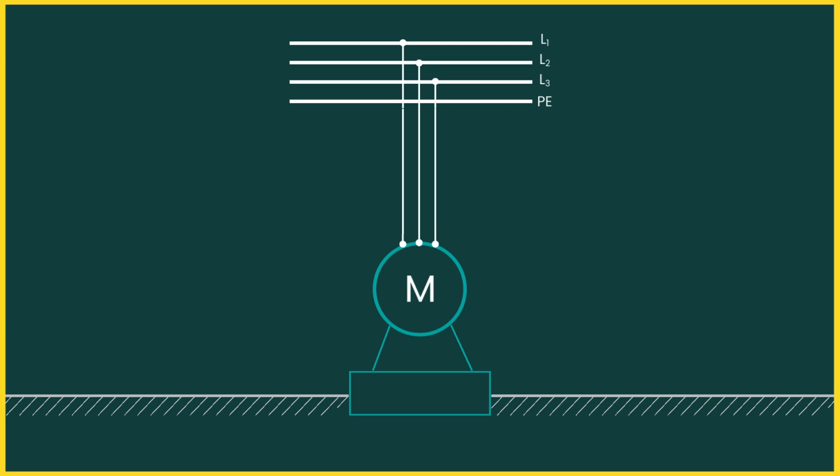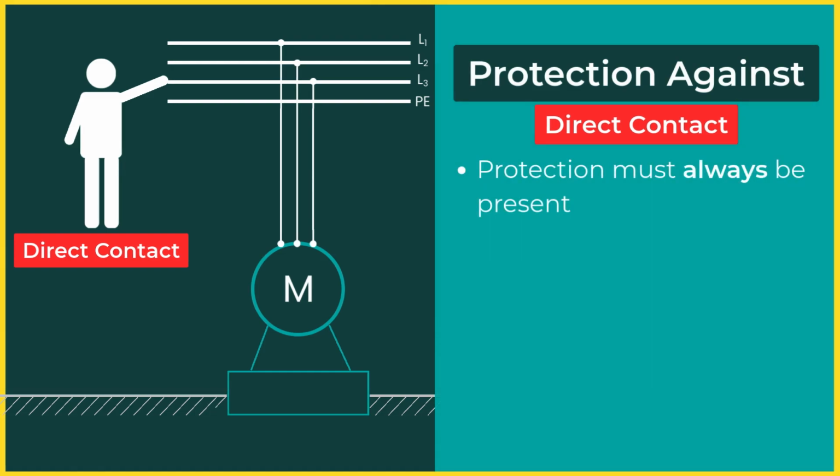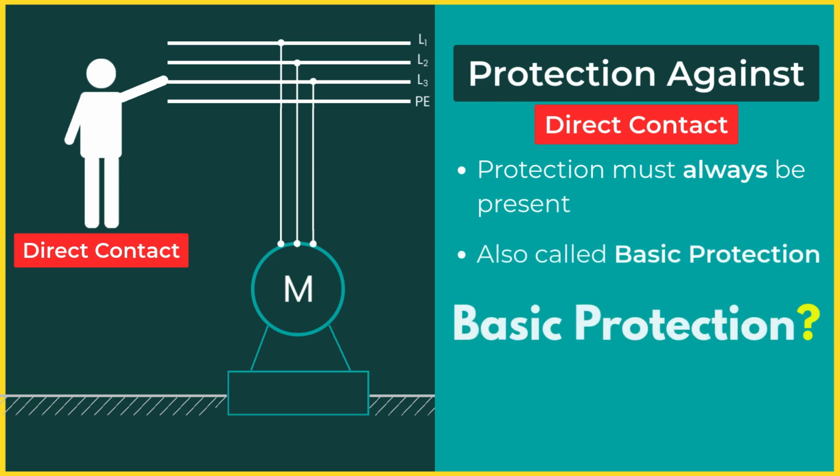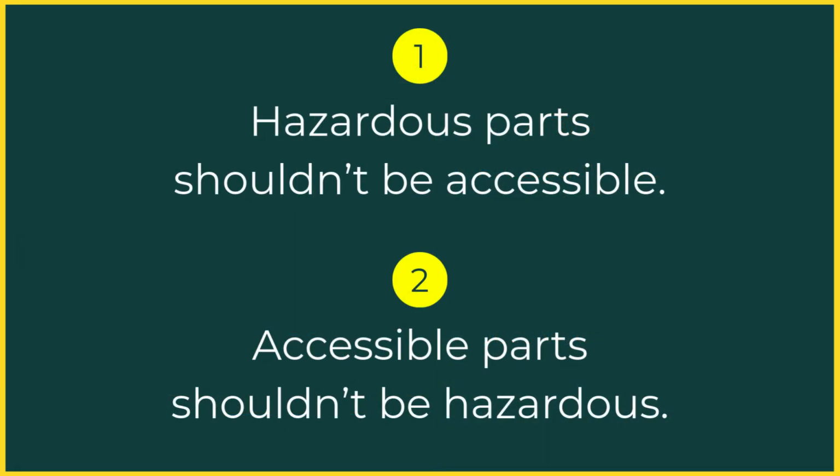The first situation occurs when a person touches a part that is live during normal operation. This is known as direct contact. Because this danger exists even when everything is working normally, the protection against it must always be present. The protection against direct contact is also called basic protection. Why basic? Because it works before anything goes wrong. Basic protection exists to enforce the first rule. Hazardous parts should not be accessible.